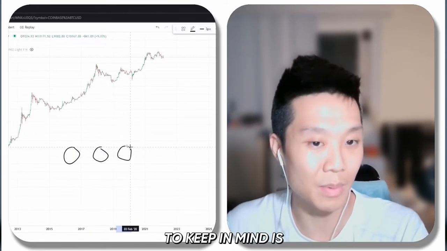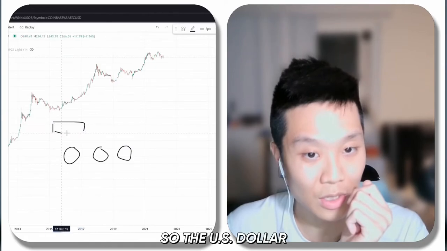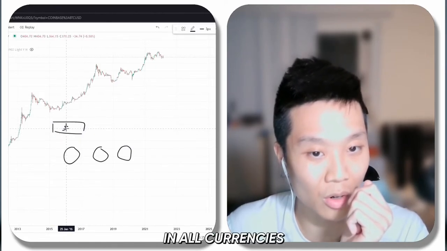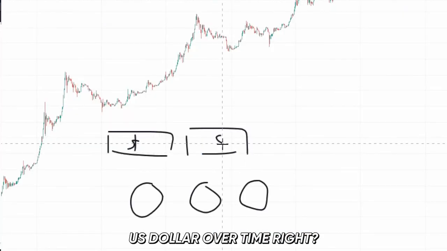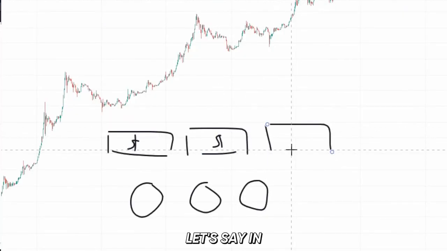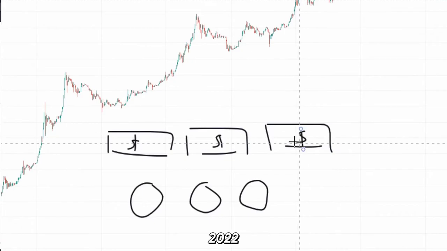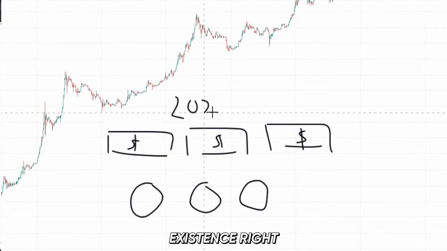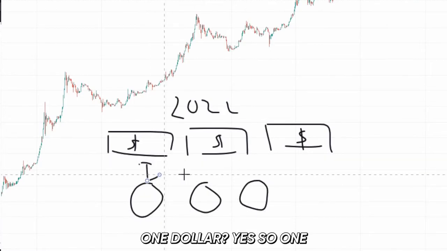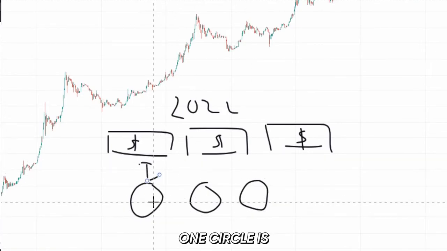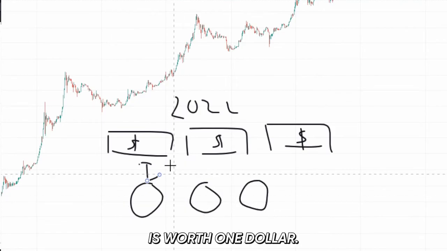So the other thing to keep in mind is the US dollar, or all currencies in the world. They typically just print out more US dollar over time, right? So let's say in this current year of 2022, there's only $3 in existence. So how much is each apple worth? $1. So one orange is worth $1.